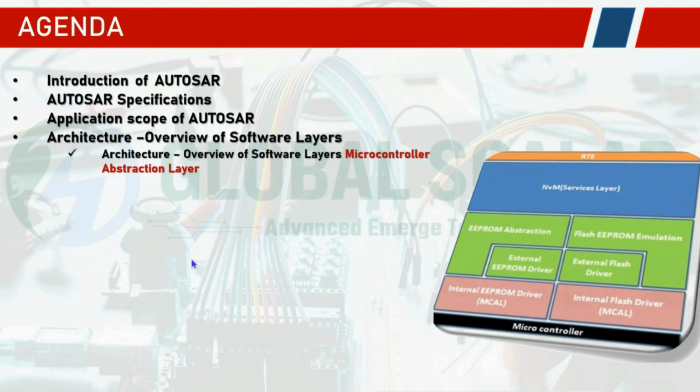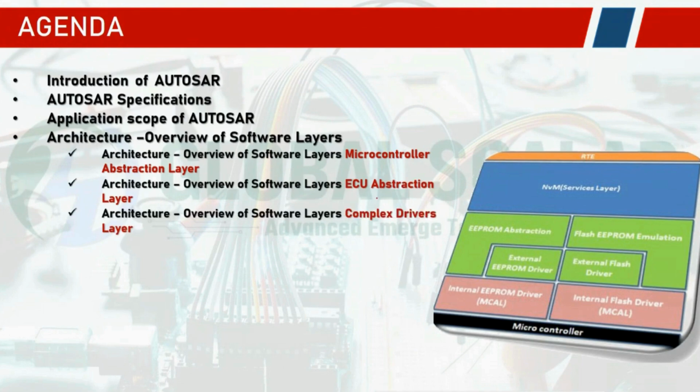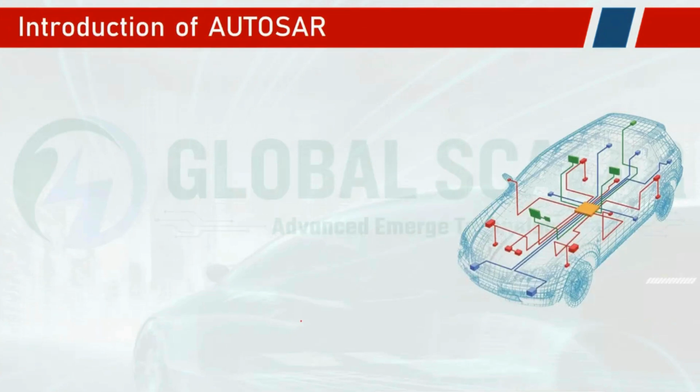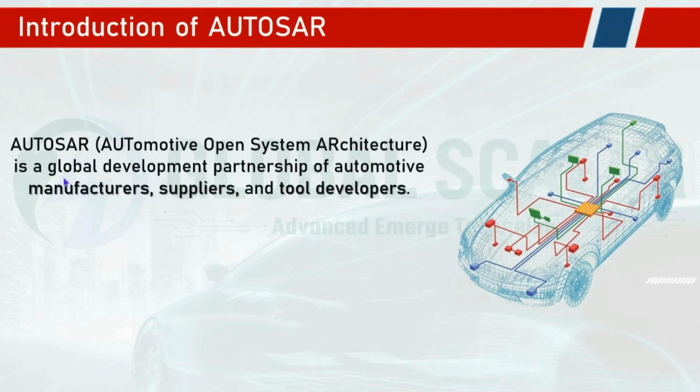The architecture overview of the software layers includes the microcontroller abstraction layer, ECU abstraction layer, complex drivers layer, services layer, and Autosar runtime environment. Next, we'll focus on how these Autosar components and tools can be configured, and the benefits of Autosar. Coming to the introduction, Autosar stands for the Automotive Open System Architecture.